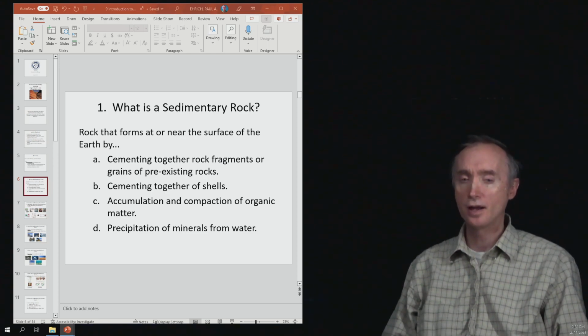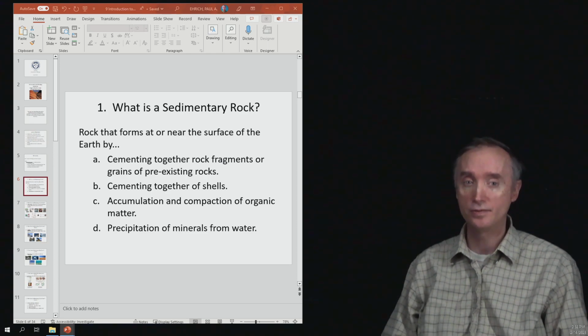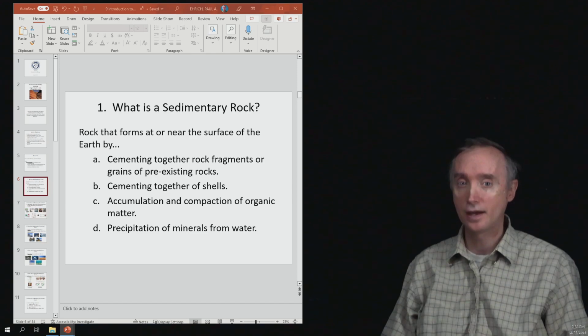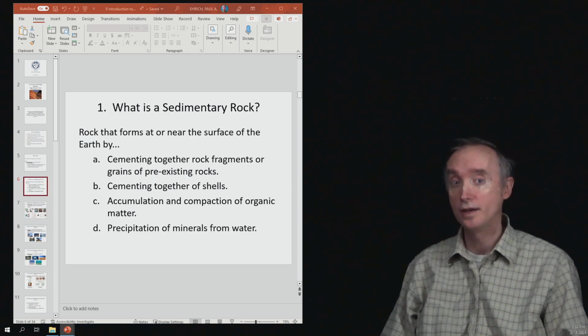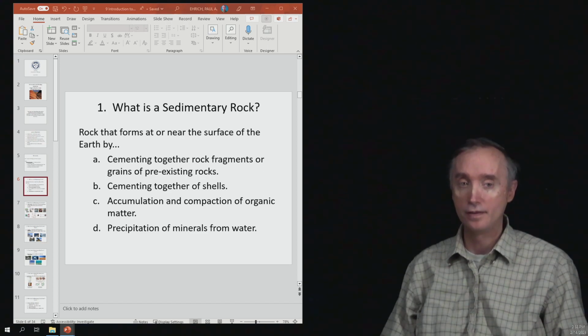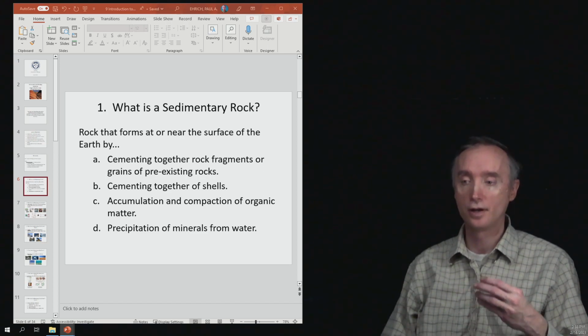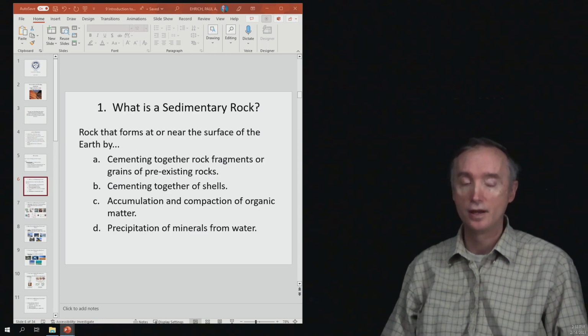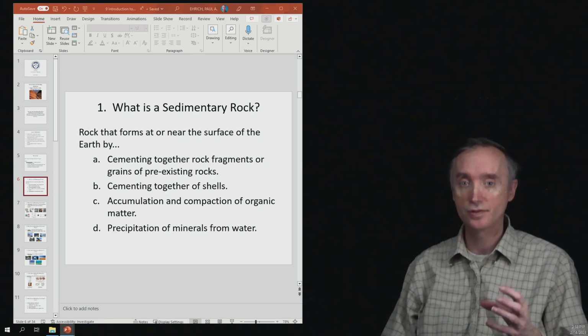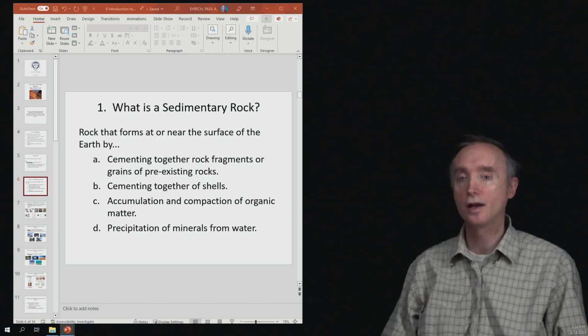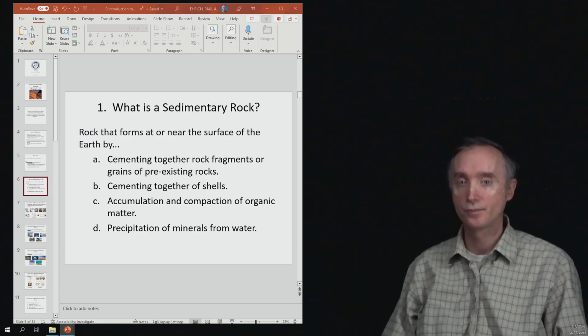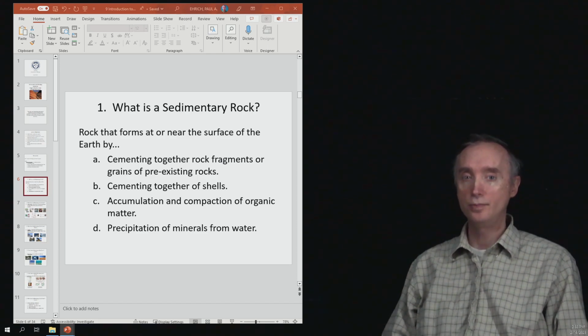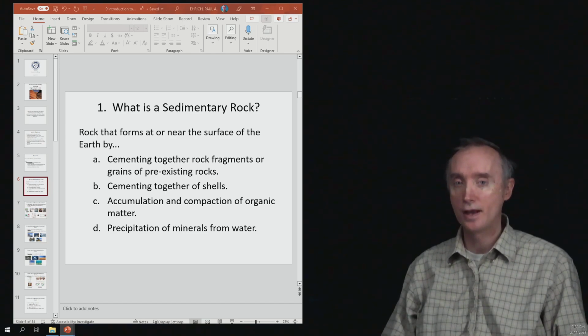Okay, another kind of debris that could be cemented together would be shells. Living organisms take in calcium carbonate, or they can even take in silica, to make their shells with. And then when they die, their shells accumulate, and those shells can be cemented together to make a specific kind of sedimentary rock.